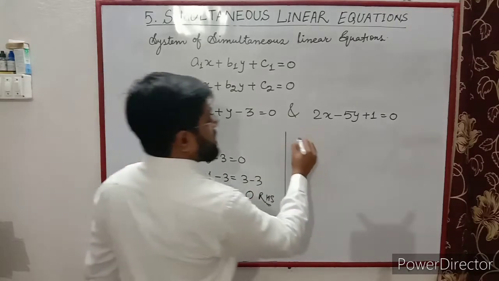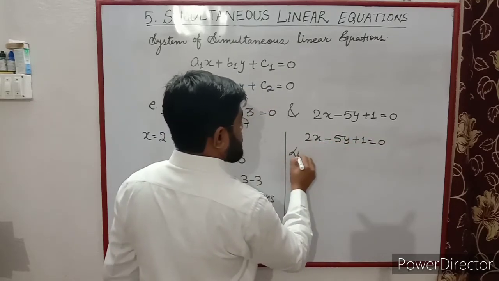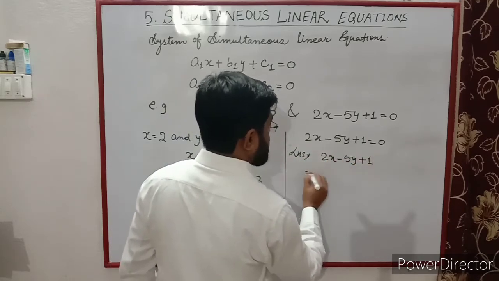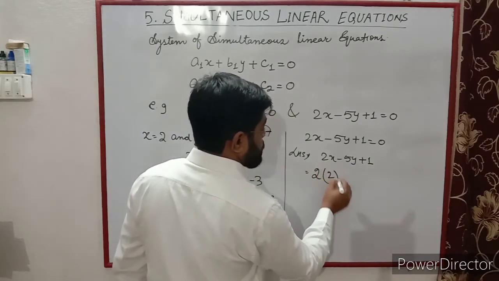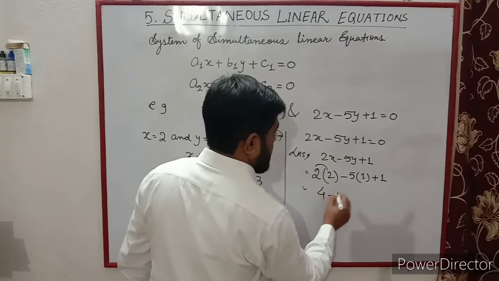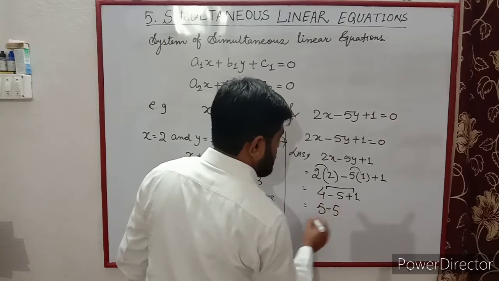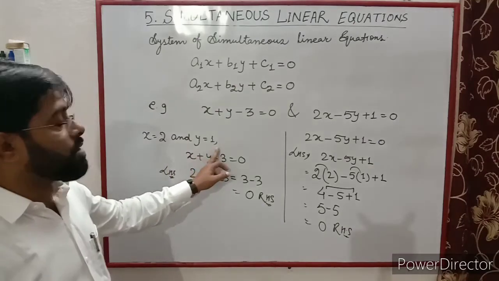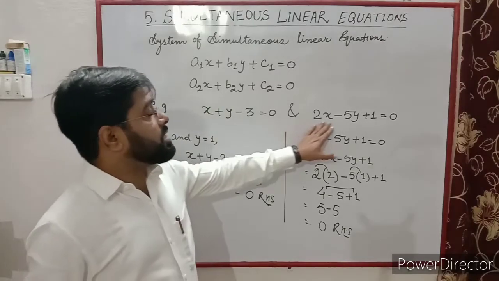Now second equation, we have 2x minus 5y plus 1 is equal to 0. Now left hand side of this equation is 2x minus 5y plus 1. Now substitute the value of x and y in equation second. So 2 into 2 minus 5 into 1 plus 1. So 4 minus 5 plus 1, 4 plus 1, 5 minus 5 is equal to 0. That is the left hand side. So x is equal to 2 and y is equal to 1 is the solution of a system of simultaneous linear equations.